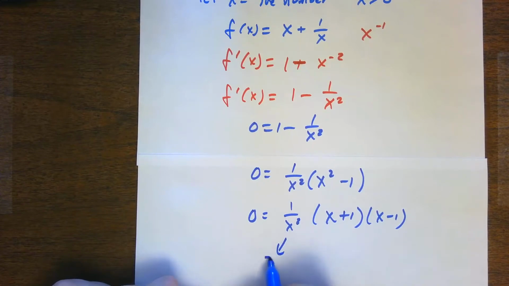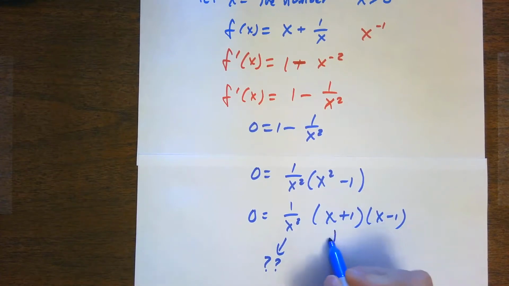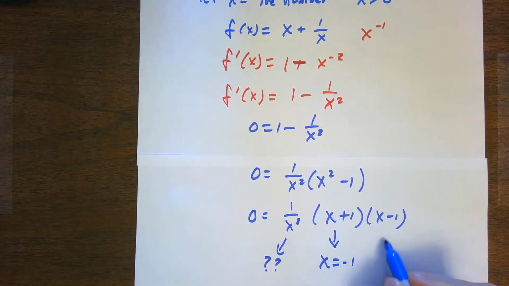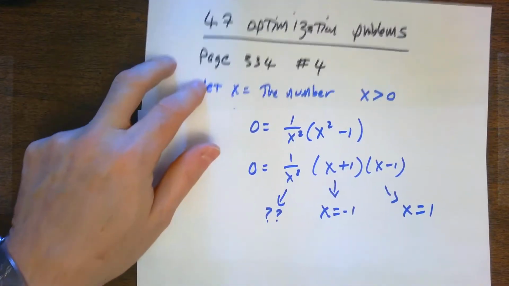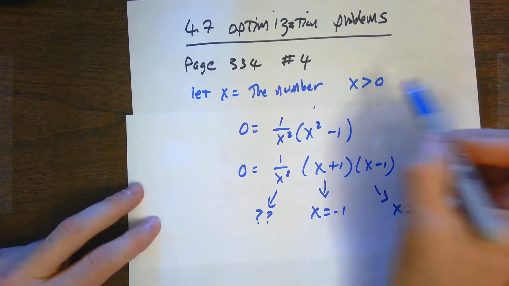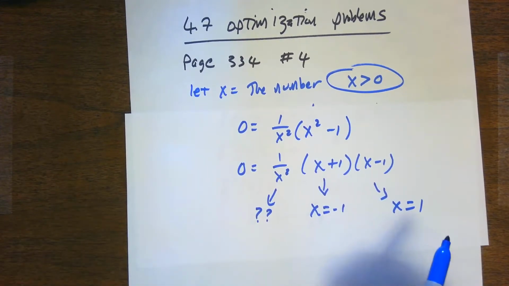Well, there's nothing there, right? You can't plug in 0 for x. No matter what you plug in for x, you're not going to get 0 there. Here, I get x could equal negative 1 or x could equal positive 1. But remember our constraint. We have to have a positive number here. So x is going to have to equal 1. So the critical number is going to be 1.